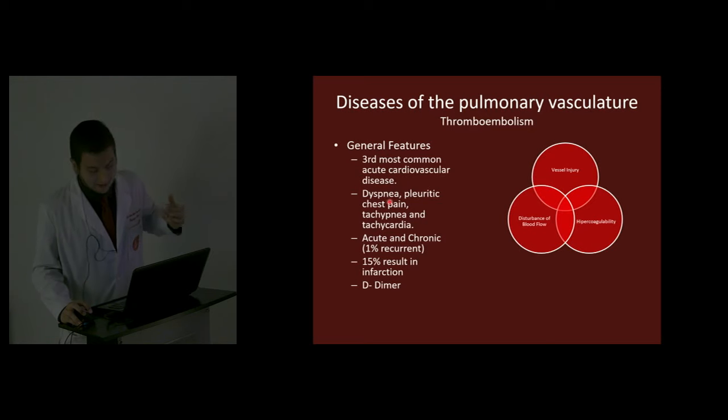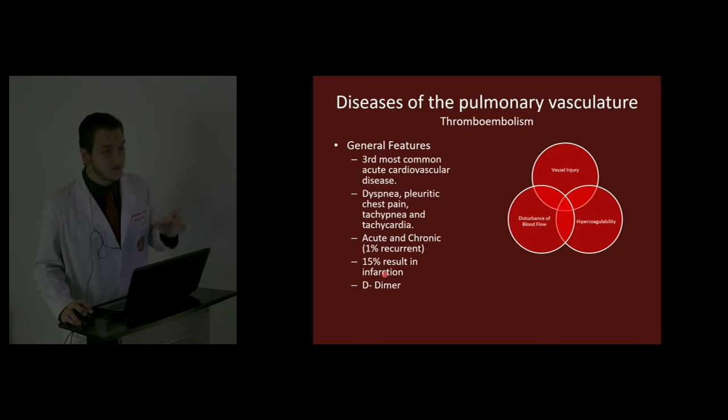It is characterized by dyspnea, pleuritic chest pain, tachypnea, and tachycardia. It can be acute, and 1% is considered recurrent, therefore chronic. And 50% result in infarction, and this is important because just 50% of the chest X-rays, because of the infarction, are gonna show clinical signs. It's gonna show radiological signs, and the D-dimer, it's good to disqualify the thromboemboli.